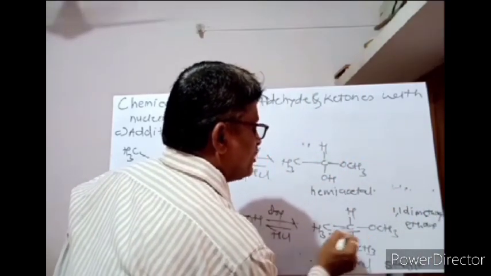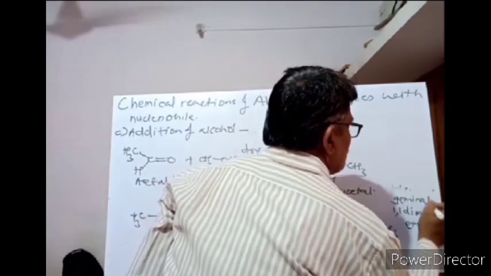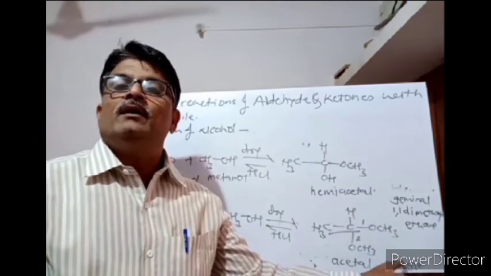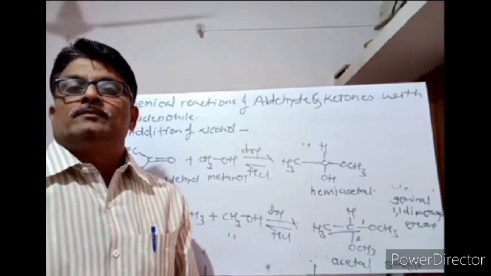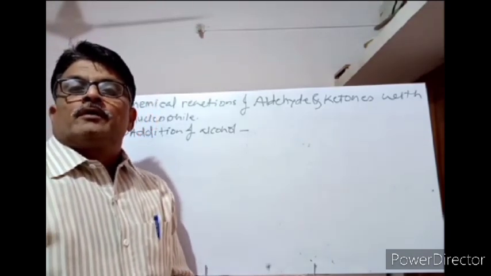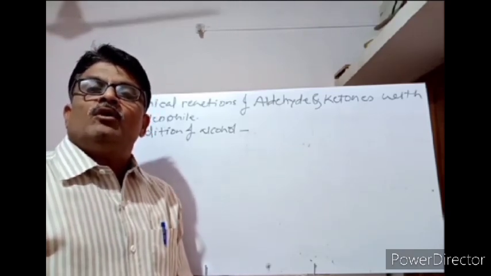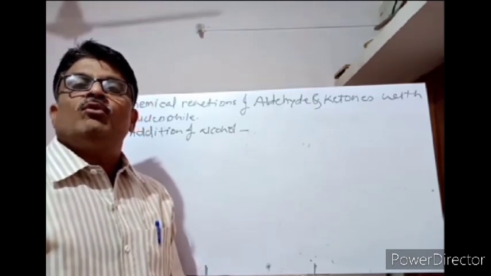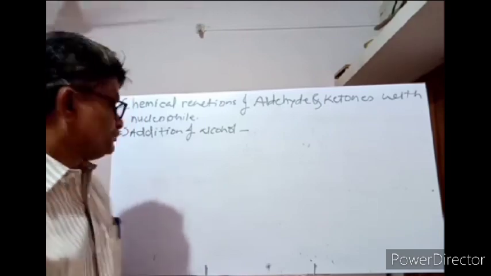If this is an ethane molecule, 1 and 2, this is a geminal 1,1-dimethoxyethane, which is a stable form. So this is the addition of alcohol to an aldehyde, and the addition of alcohol to a ketone. A ketone, when reacted with a 1,2-diol or 1,3-diol in the presence of dry HCl, gives a 4- to 5-membered stable ring, which is called a ketal.